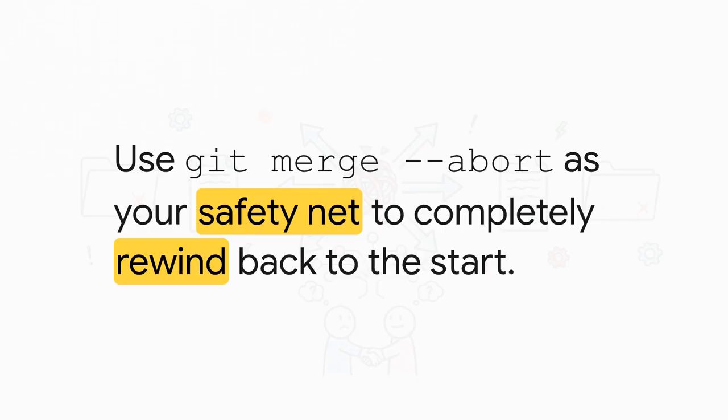It takes your working directory and completely rewinds it back to the exact state it was in right before you typed git merge. It is a total undo button. You can step away, grab a coffee, go talk to the teammate who wrote the incoming code, and just try again later when you're ready.